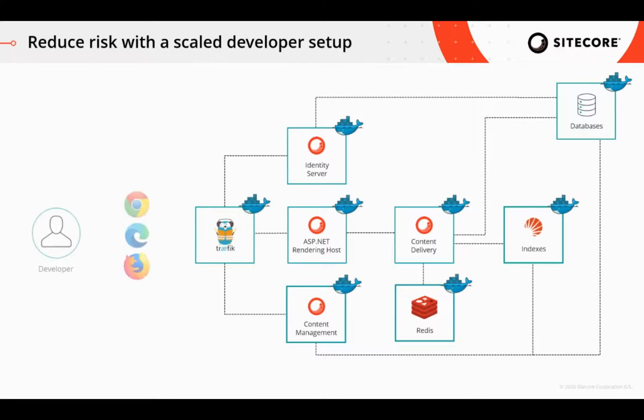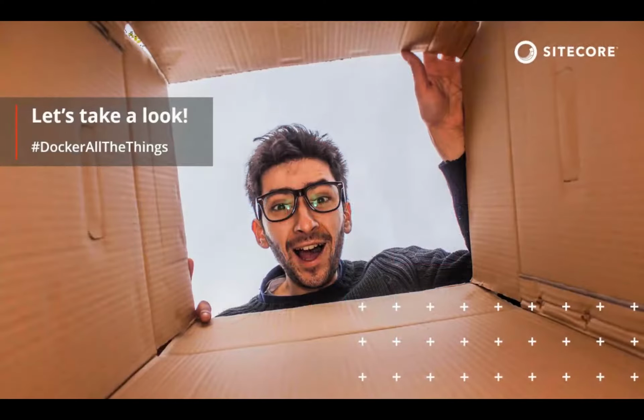Another new piece in Sitecore 10 that you'll see in a lot of the image setups is Traefik. This is a reverse proxy, and as you make requests in, it figures out which container should actually respond. So if you try to go to the rendering host, it says, yeah, that container's over here, I'm going to let you get into the right place. So this is a nice, easy way to connect all the dots. Now we're going to take a look at some of this.